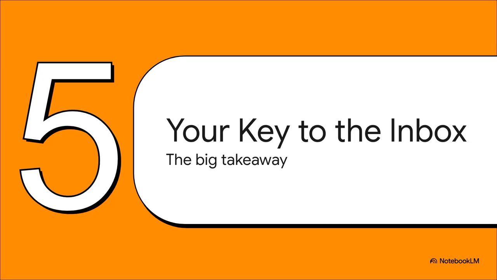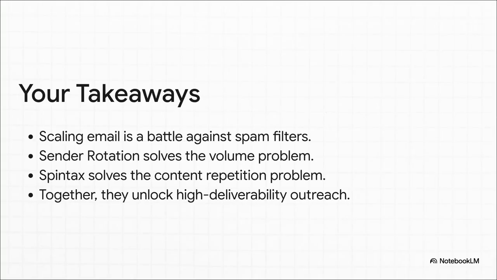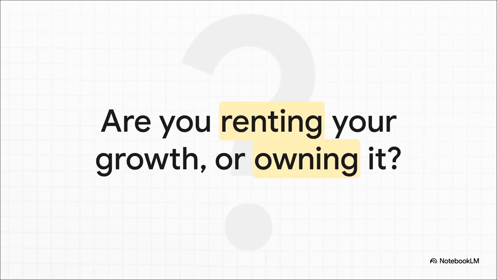All right, let's wrap this up and bring it all home. What's the big takeaway here for your business? Here's what you really need to remember. First, high-volume cold email is a battle against spam filters, period. Second, sender rotation is your weapon to solve the volume problem. Third, spintax is your weapon to solve the content repetition problem. And fourth, you put them together, and you finally unlock high deliverability outreach at massive scale. And that leaves us with one last really crucial question. Are you just renting your growth, relying on platforms that actually penalize you for scaling up? Or are you ready to start owning it by building a smart outreach engine that's actually built to last?